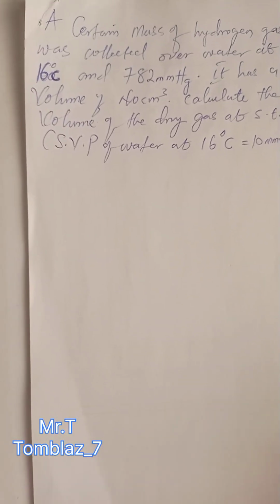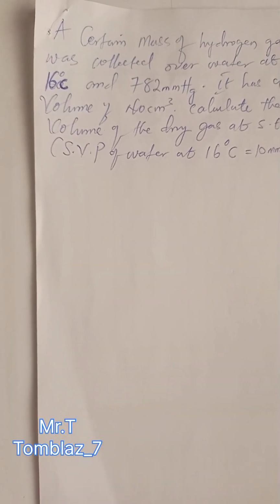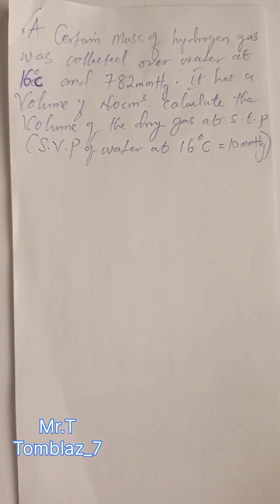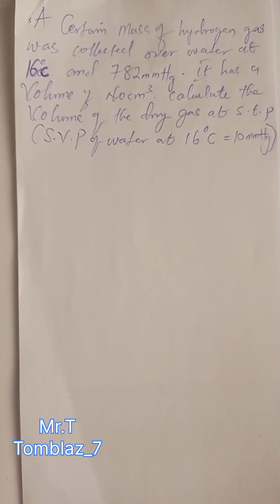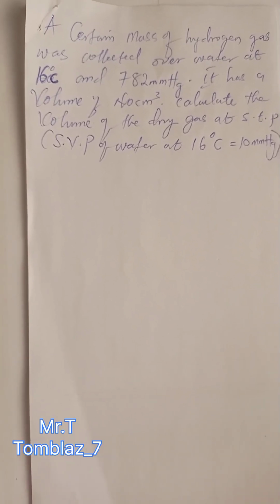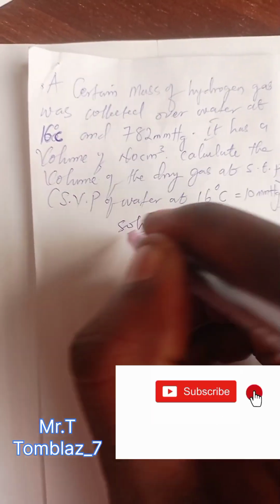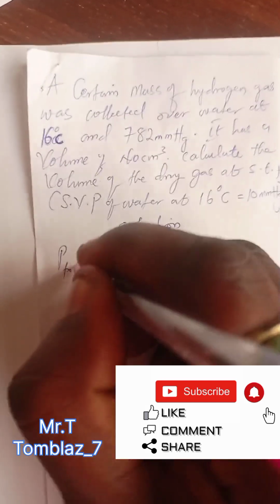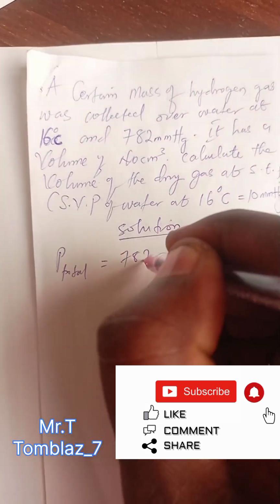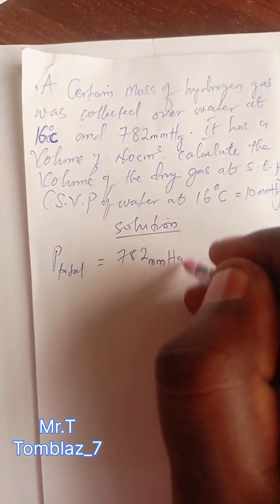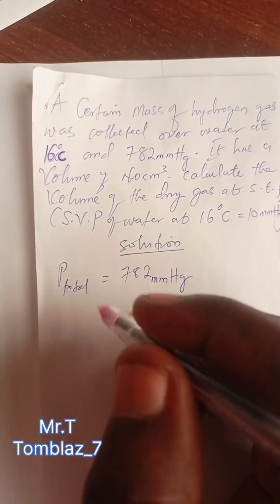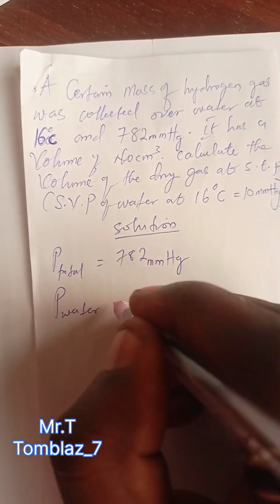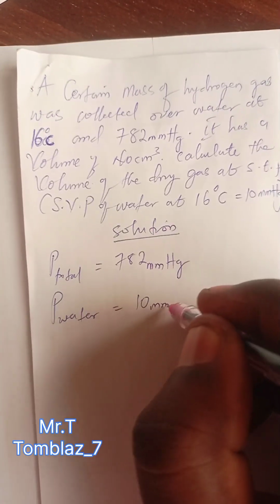Now, the first step is to find the partial pressure, right? Because the actual pressure of the real gas is what we're going to be using. Now, if the total pressure given is equal to 782 millimeter mercury, then the pressure of water is equal to 10 millimeter mercury.